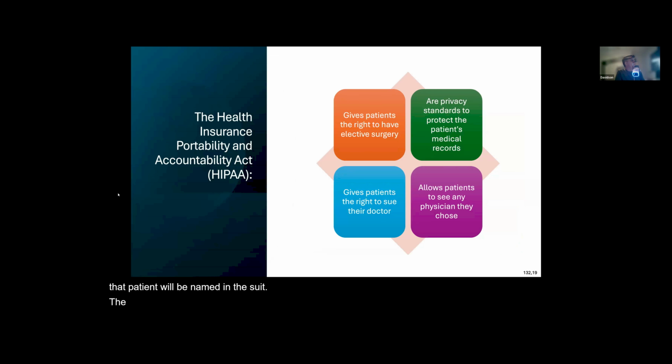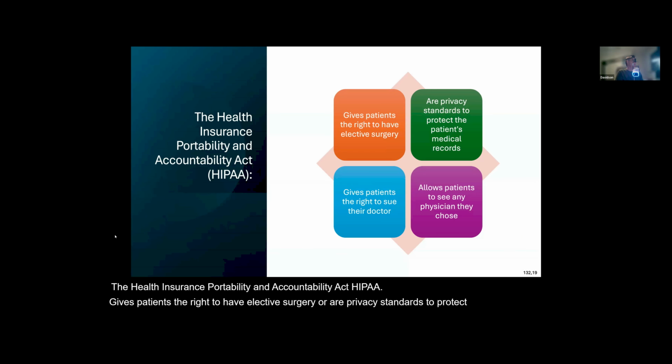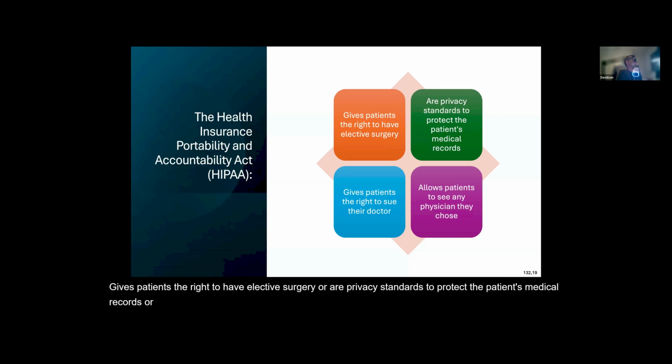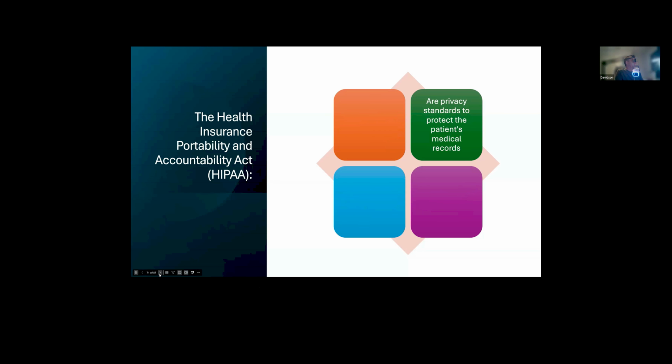The Health Insurance Portability and Accountability Act, HIPAA, gives patients the right to have elective surgery, or are privacy standards to protect the patient's medical records, or gives patients the right to sue their doctor, or allows patients to see any physician they choose. Which one is what does HIPAA constitute? The answer is privacy standards to protect the patient's medical records.